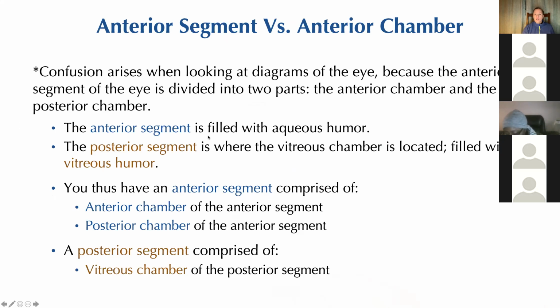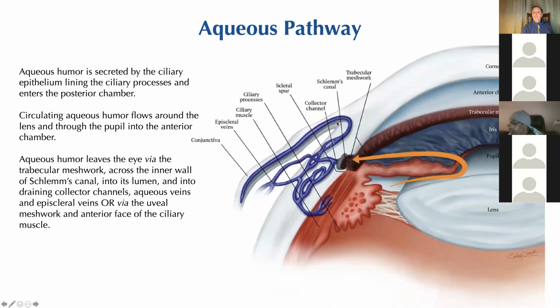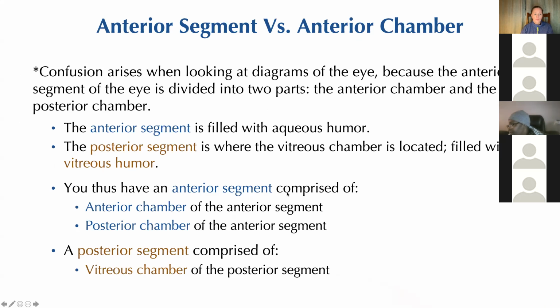All right, so remember, confusion arises between what's the anterior segment and what's the anterior chamber. So the whole anterior segment is filled with aqueous humor, okay? The whole posterior cavity is filled with vitreous humor, okay, the gel.